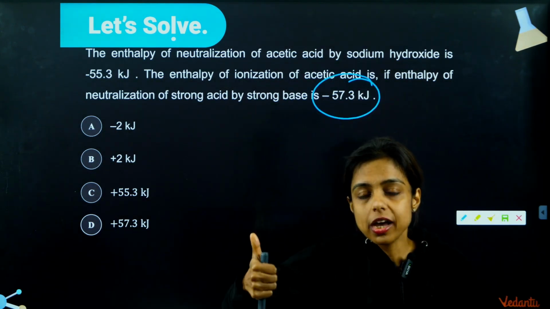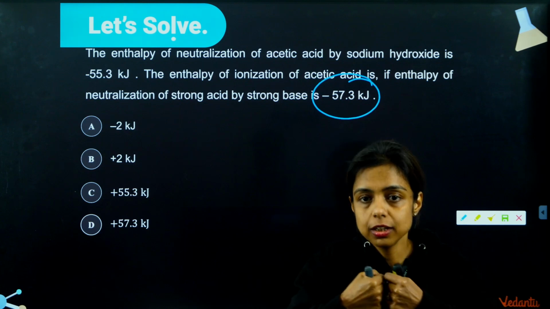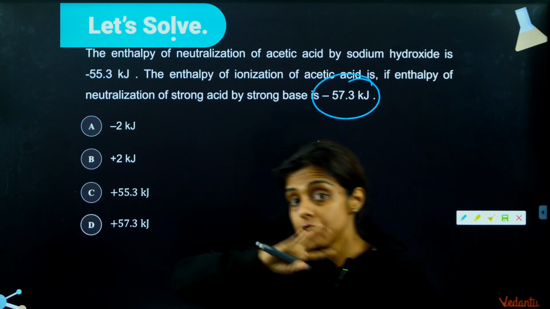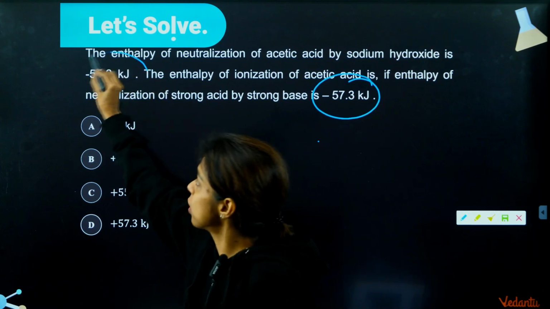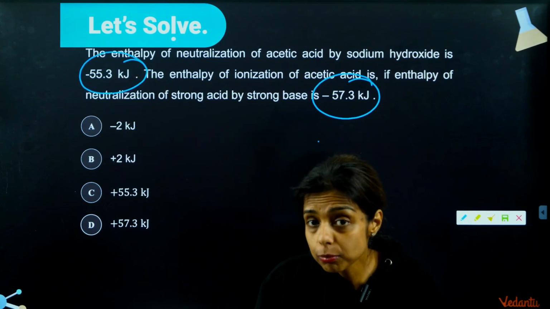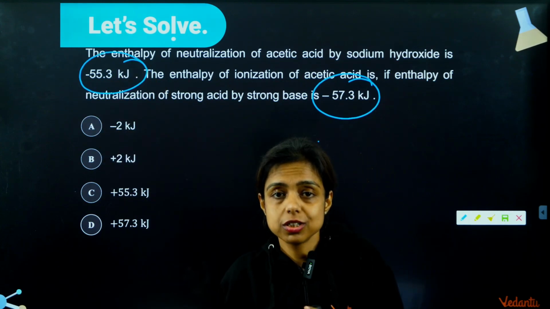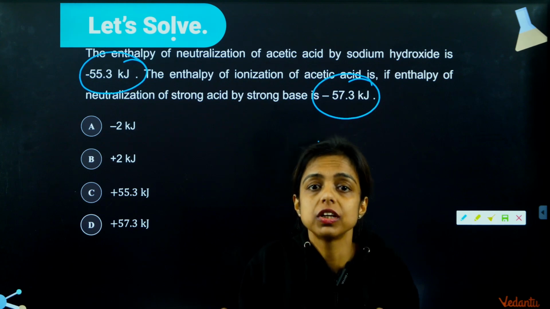तो जब एक स्ट्रॉन्ग एसिड एक स्ट्रॉन्ग बेस को न्यूट्रलाइज करता है तो इतनी एनर्जी रिलीज होती है. वहीं अगर मैं स्ट्रॉन्ग एसिड की जगह एक वीक एसिड ले लूं तो जो एनर्जी रिलीज हो रही है वो इतनी हो रही है, कम हो रही है. क्यों कम हो रही है? बिकॉज सम पार्ट ऑफ एनर्जी इज बीइंग यूज्ड इन द डिसोसिएशन ऑफ वीक इलेक्ट्रोलाइट.